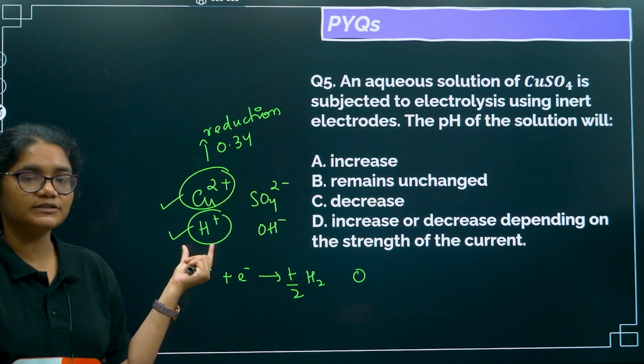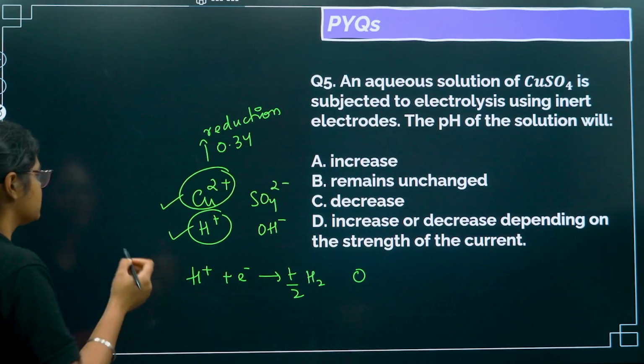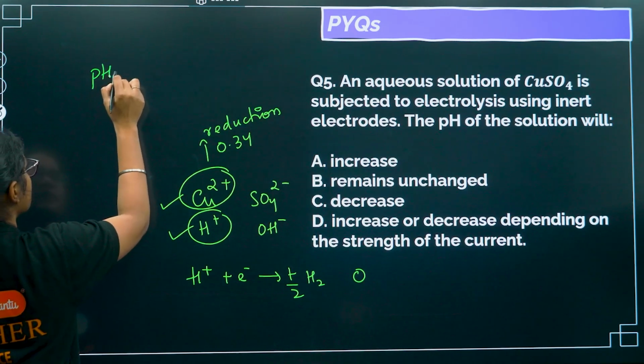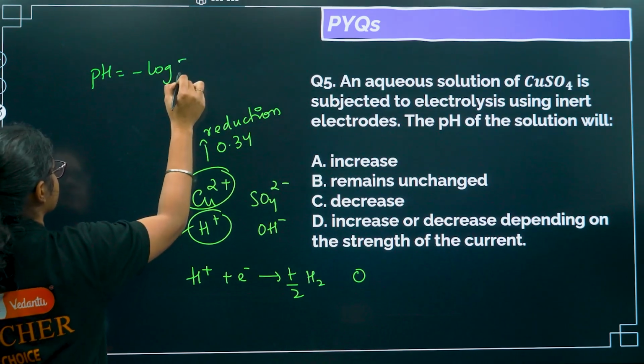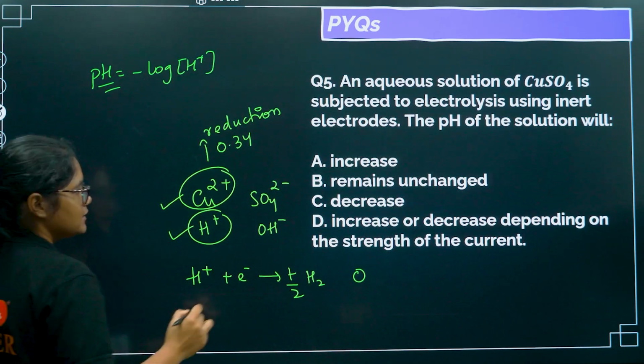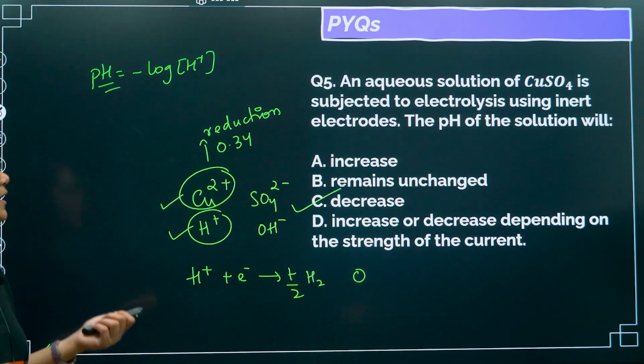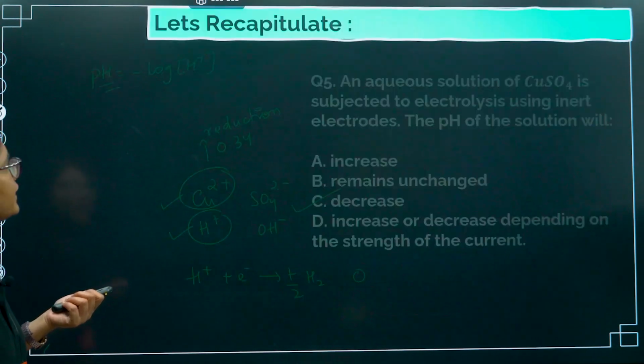If H plus concentration will increase, then what will happen to pH? pH will decrease, right? You know what is the formula of pH? Just now we have discussed. pH is minus log of H plus, right? If H plus concentration is more, then pH will be less. So the answer will be pH of the solution will decrease. Okay, fine. Now next one.